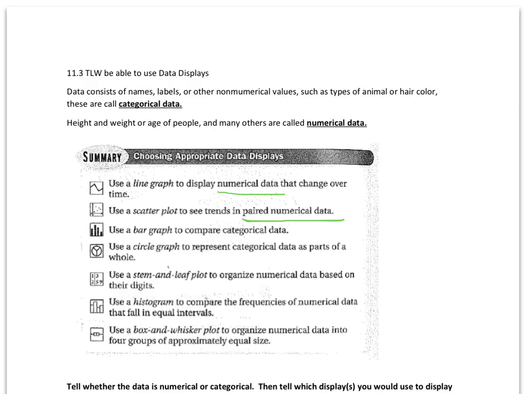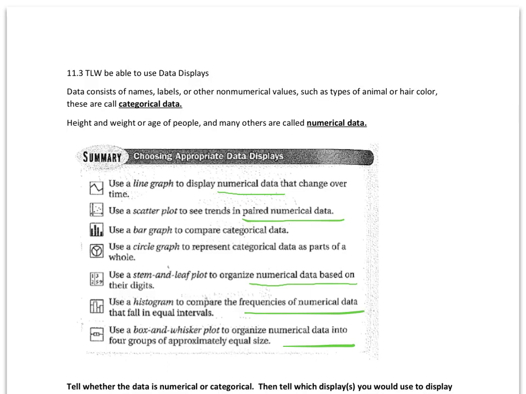Okay, so let's find the other numerical ones. Stem and leaf, we've been doing that. Organized digits, range, things like that. Histogram, same thing. Frequency of numerical data, you could do range possibly. Box and whisker plot, again, you want to organize them into groups, 25%, but it also gives you the max and minimum values. So there's all the numerical.